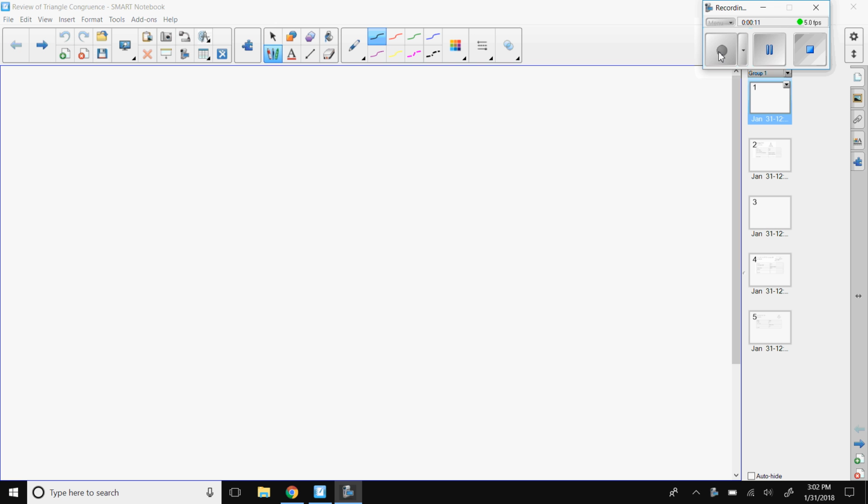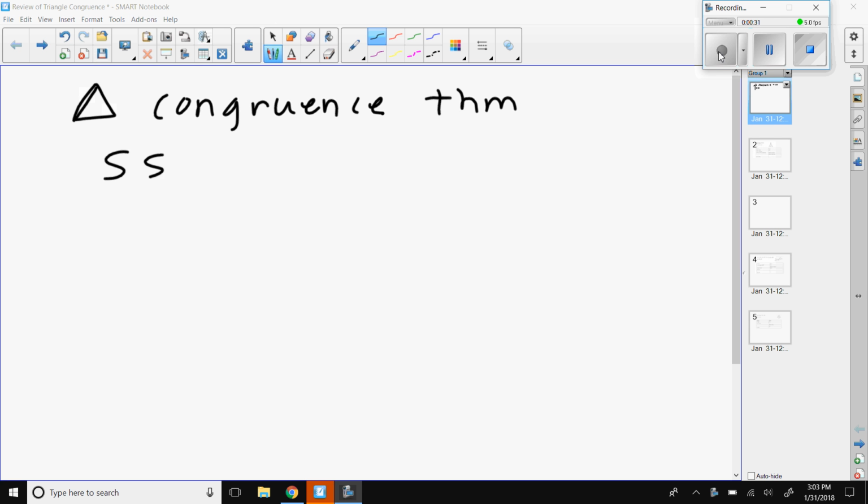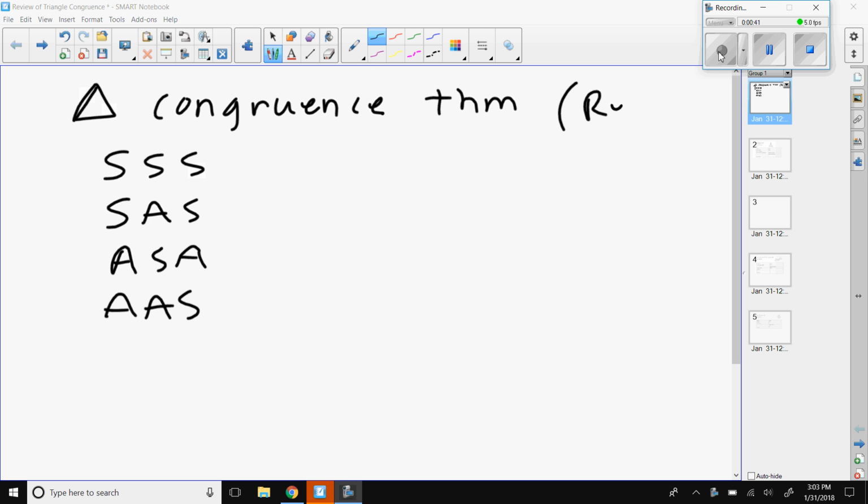On Monday when you were here, we talked about your midterms, and then on Tuesday we talked about all of our triangle congruence theorems. The ones that we talked about before: side, side, side; side, angle, side; angle, side, angle; and angle, angle, side. So this is all a review that we have here for the first part.